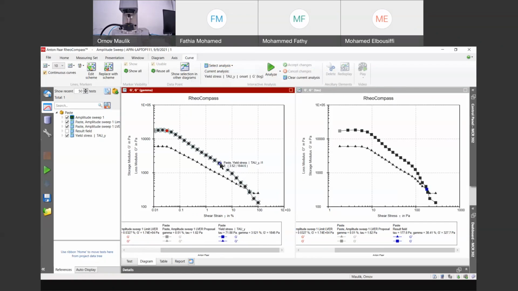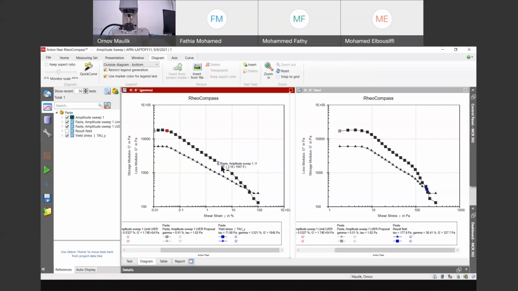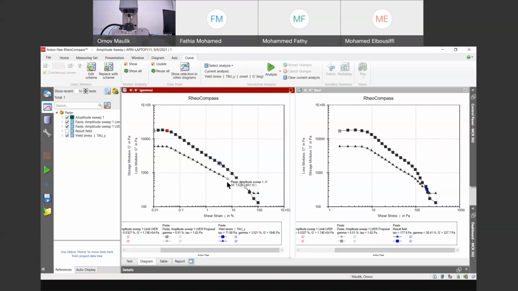I would say, closer to the previous one what we have measured, but it will also give you the point at which you can say that there is a complete destruction of the internal structure. So here you can see the yield point. You can determine the LVE range, and you can determine the flow point.